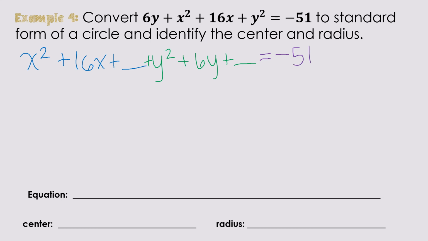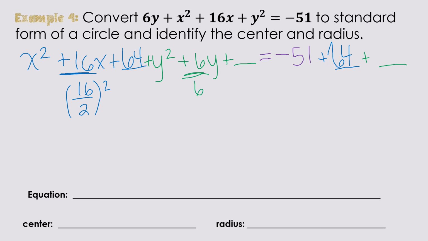Just going to make sure that I have my places so I remember to balance my equation as I add those numbers to the left side. All right, so to find our first blank, we're going to take b, which is positive 16. We're going to divide it by 2, which is 8. And then we're going to square 8, which is 64. Balance it by putting it on both sides of the equation. Now we're going to look at our b value, which is 6. We're going to divide it by 2, which is 3. We're going to square 3, which is 9, and we're going to put that on both sides of the equation to balance it.